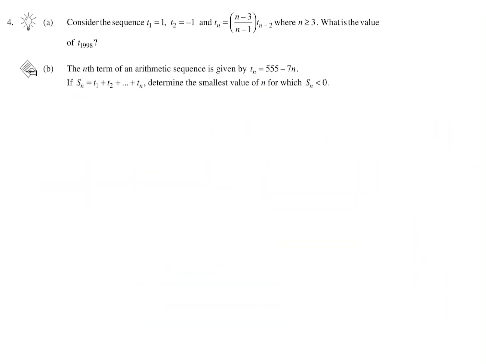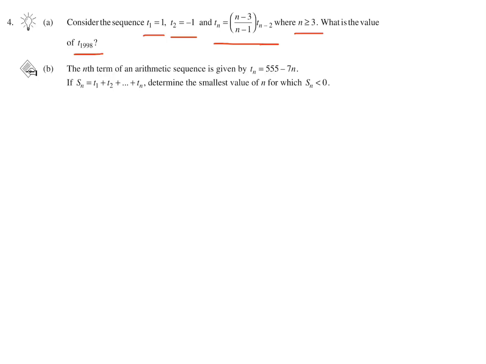Number 4. Consider the sequence t1 equals 1, t2 equals -1, and tn is equal to (n minus 3) over (n minus 1) multiplied by t(n minus 2) whenever n is greater than or equal to 3. What is the value of t1998?